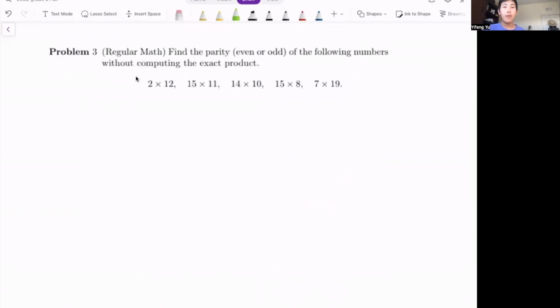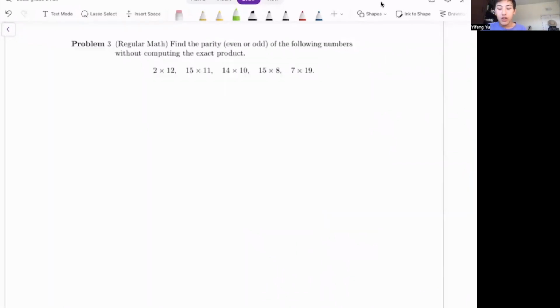Problem 3, find the parity, so it can be even or odd, of the following numbers without computing the exact product. So let's do this problem real quick. Looking at the multiplication table, we know that 2 times 12 must be 24, and 24 is even since 4 is an even number, and we just look at the rightmost number to see if it's even or odd.